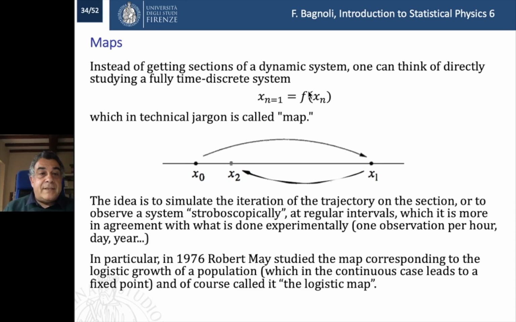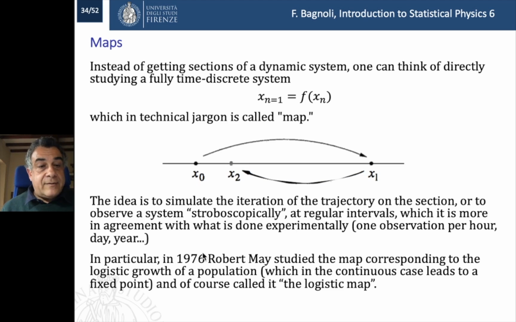But the idea of maps can introduce us to a new subject, which is, instead of studying a continuous system that has to be integrated very carefully, why don't we study just a map? So a dynamical system which is defined just by one difference equation. It is not a differential equation, it is a difference equation: something where at time n plus 1, x is a function of x at the present time.